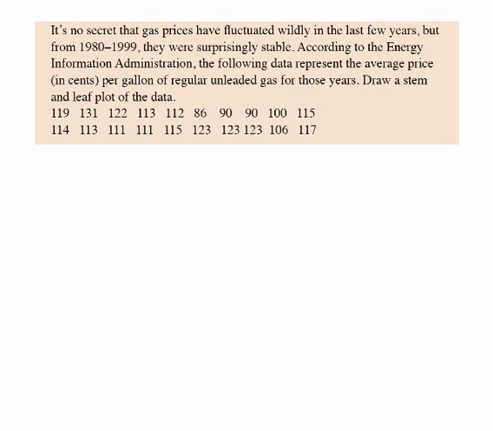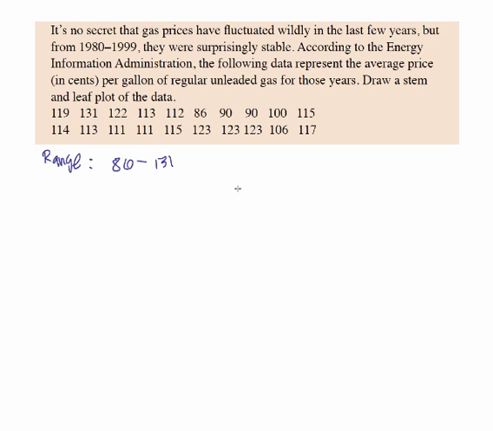Stem and leaf plots provide another method for conveniently organizing data. What we're given here is the average price of a gallon of gas in cents for the years from 1980 to 1999, and we're asked to organize with a stem and leaf plot. Just like with a grouped frequency distribution, I like to begin by writing down what the range is. The lowest number that appears on this list is 86, and the highest is 131.